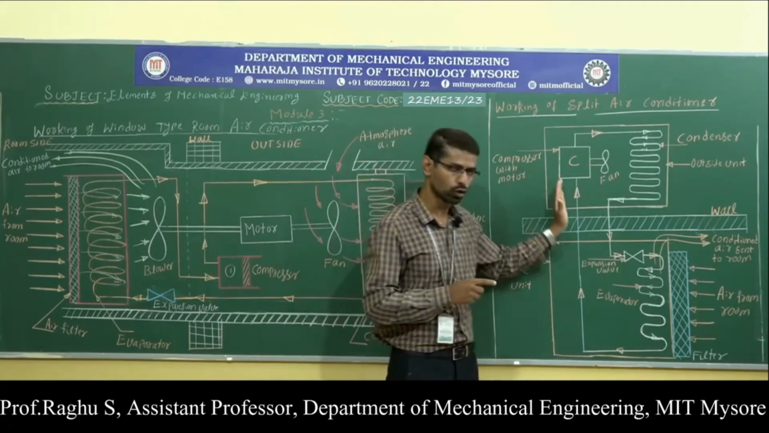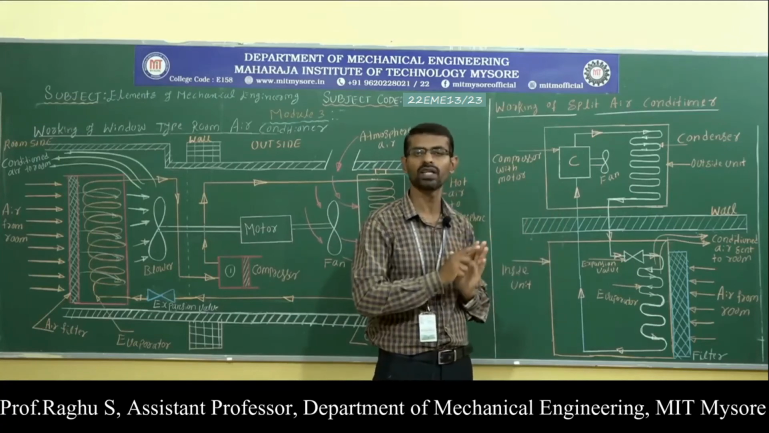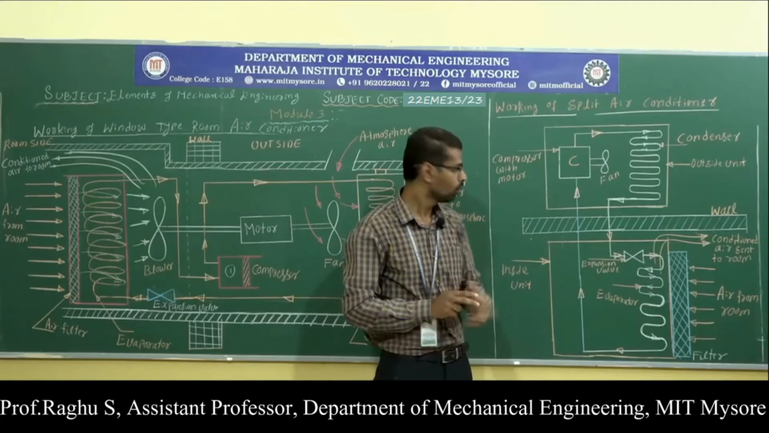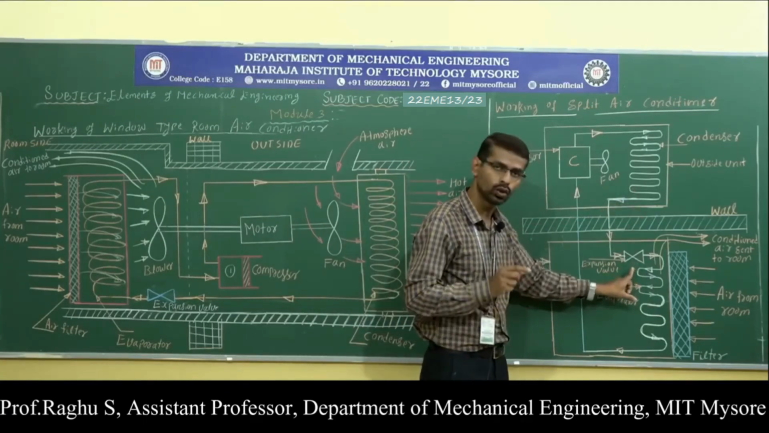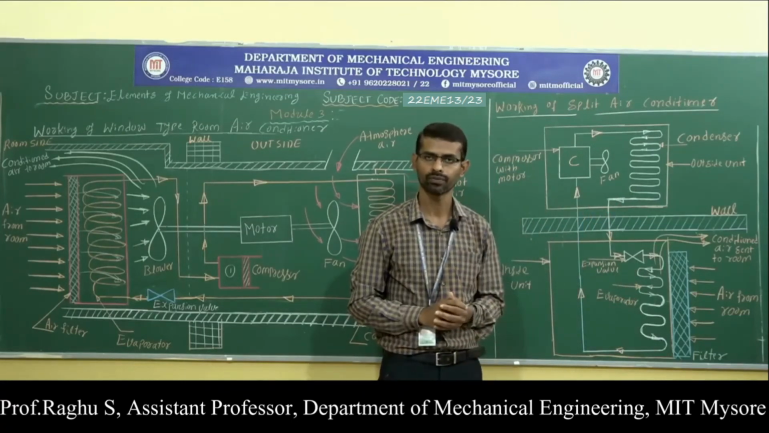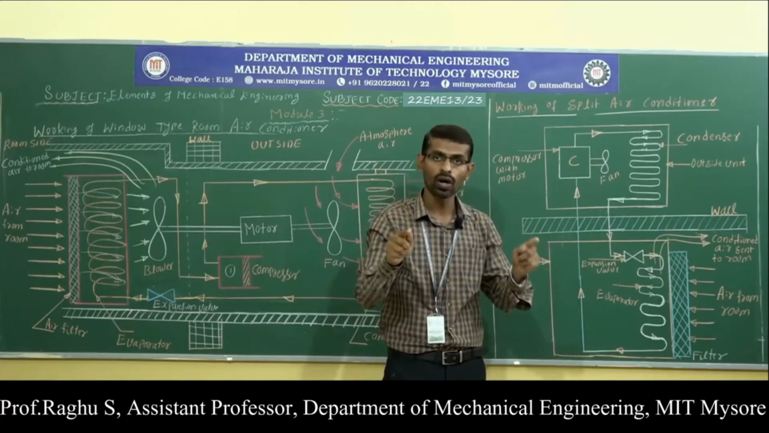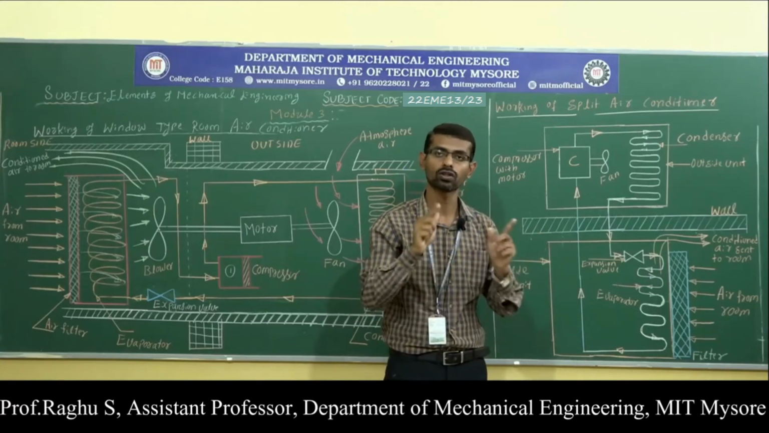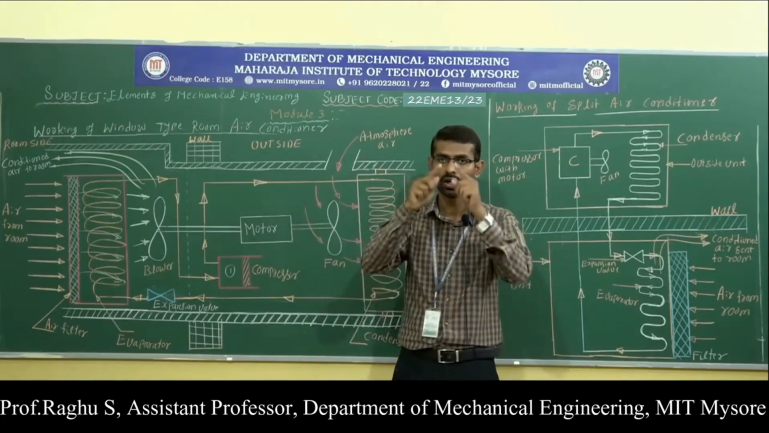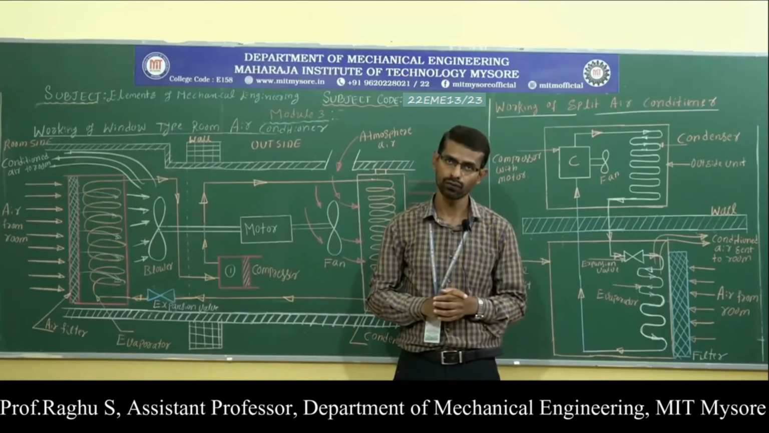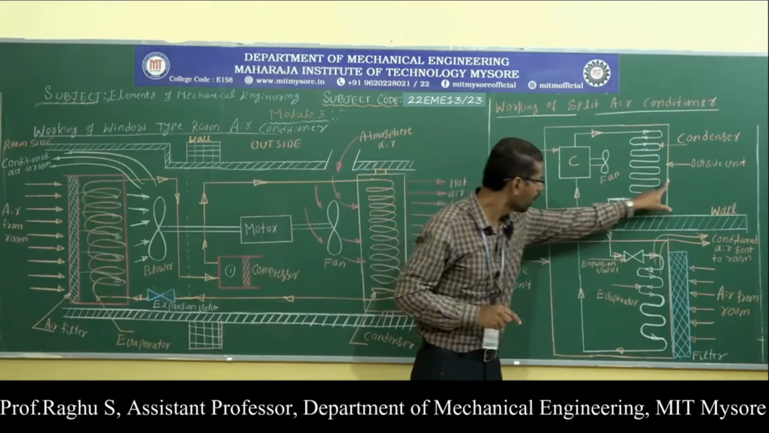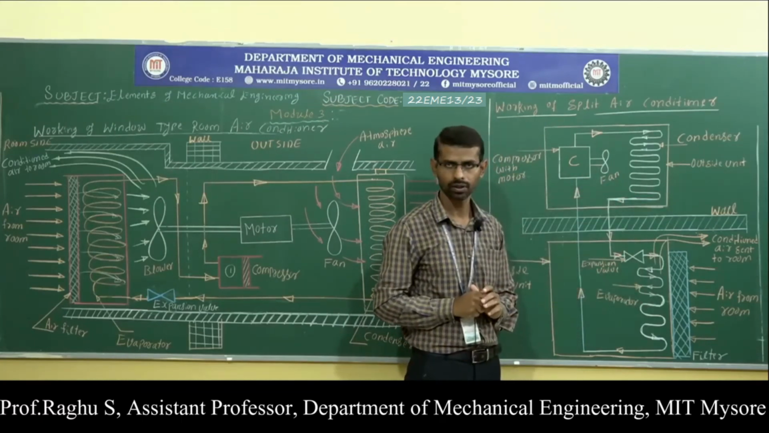In order to fix this split air conditioner, we do not require a slot in the wall of the room. Here the outside unit and inside unit are connected by small diameter tubes. Therefore, it does not require any slot in the wall of the room. But in the case of the window type room air conditioner, we require a slot in the wall of the room, whereas here it requires only small holes in order to connect the outside unit and inside unit.